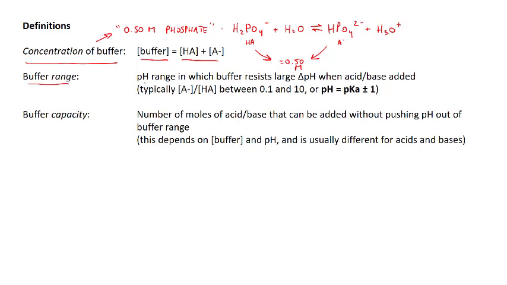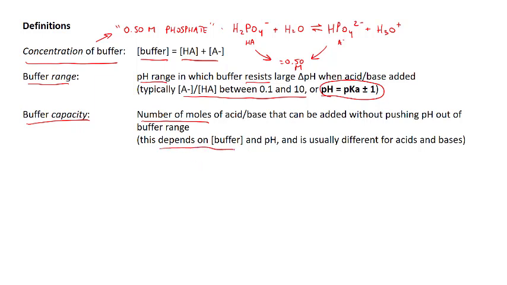The buffer range is the pH range in which the buffer resists changing in pH when acid or base is added. Keyword is resists. It doesn't completely avoid changing pH, but it doesn't change by very much. Typically, this is between 0.1 and 10 of your ratio, or pH is equal to pKa plus or minus 1. We'll see how that works on the next slide. The next term to know is buffer capacity. Buffer capacity is the number of moles of acid or a base that you can add without pushing the pH out of the buffer range.